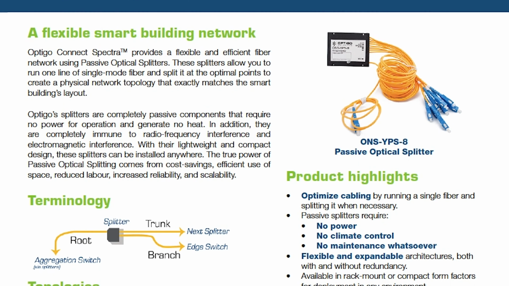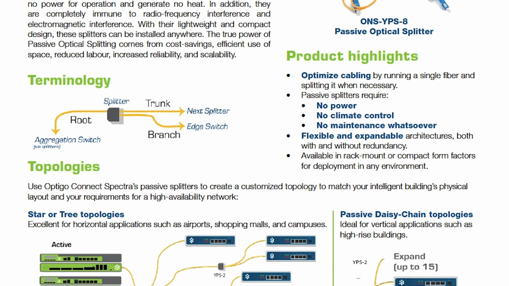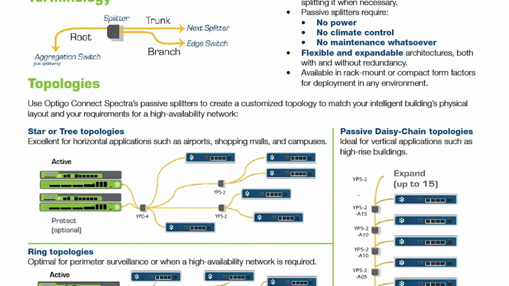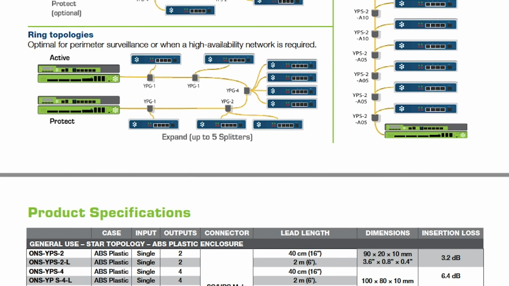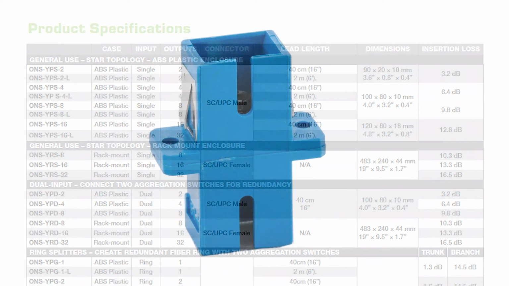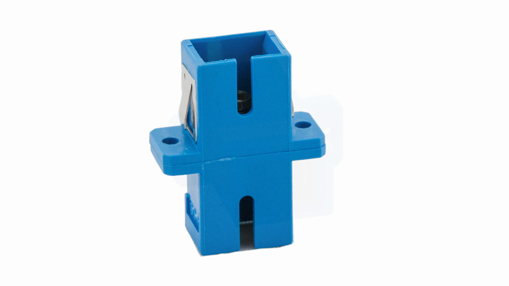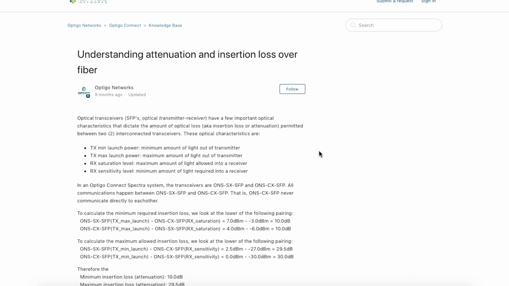Optigo Networks provides many different types of passive splitters, including 1:2 symmetric splitters and 1:2 asymmetric splitters, and they size up to 1:32. For a complete list of splitters, please see the ONSYX datasheet available on our website or through your distributor. Multiple splitters can be interconnected with couplers, like this one, to create large passive optical networks.